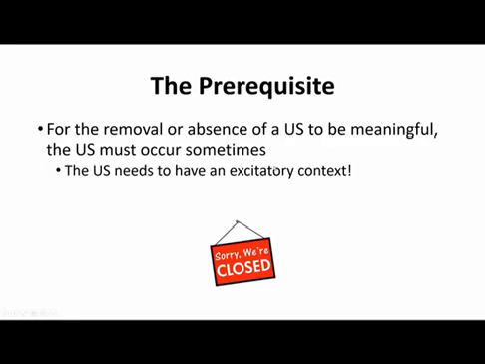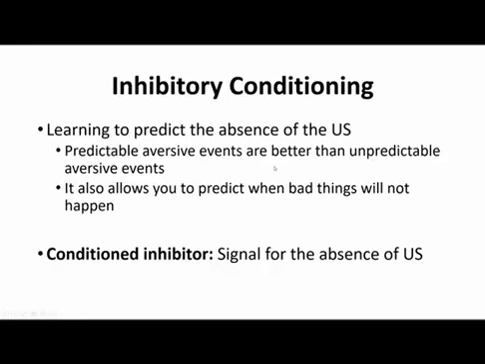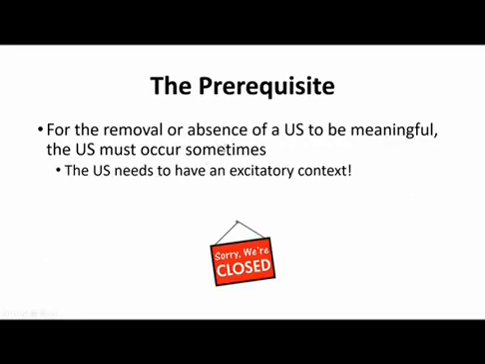And then the child knows that if the teacher leaves, that's when the bad thing can happen. Now, in order to have inhibitory conditioning, we have a prerequisite. So for the removal or absence of an unconditioned stimulus to be meaningful, that unconditioned stimulus must occur sometimes. Basically, we need our unconditioned stimulus to have some kind of excitatory context.